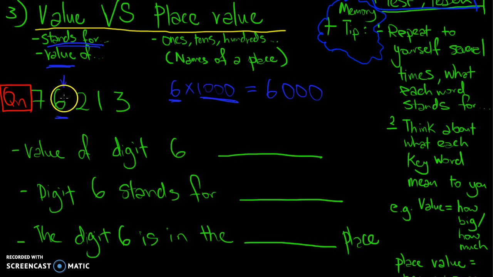Okay, so because it's in this place, it is that strong. So 6 times 1,000 gets you 6,000. So the value is 6,000.